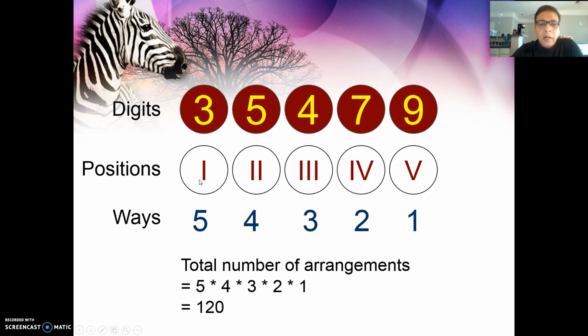First position can be filled up in 5 ways, second position can be filled up in 4 ways, so together they can be filled up in 5 into 4 ways. Third position can be filled up in 3 ways, so 5 into 4 into 3 is the number of ways the first 3 positions can be filled up, and so on. So the answer is 120, which we sometimes call 5 factorial.